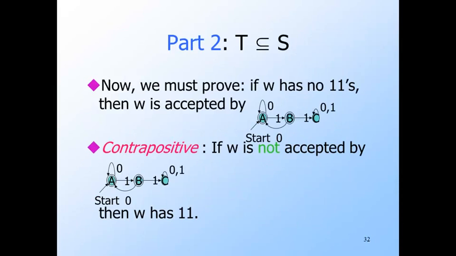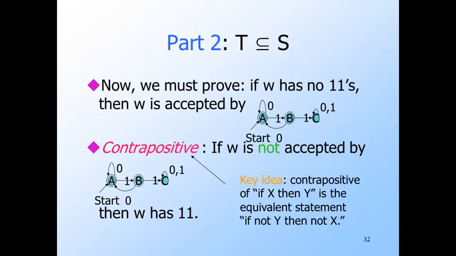But we're not done. We still have to prove that L is contained in S. That is, if w is a good string with no consecutive 1s, then it is accepted by the automaton. It is helpful to restate what we need to prove in its contrapositive form, which is logically equivalent to the original. The contrapositive of an if-then statement, say if x then y, is if not y then not x. We can see why this is an equivalent statement, since if y is false, it couldn't be that x is true, because whenever x is true, y is true.